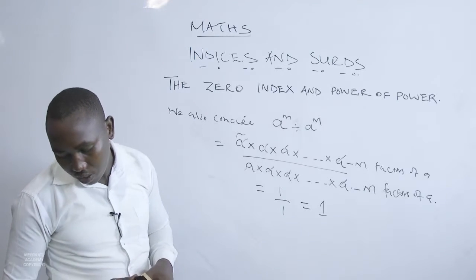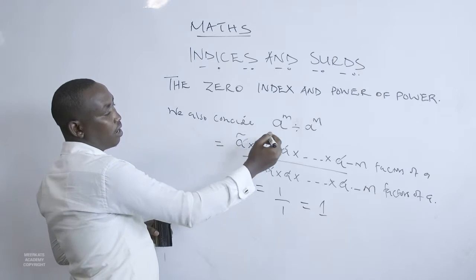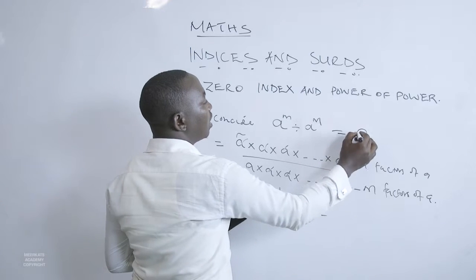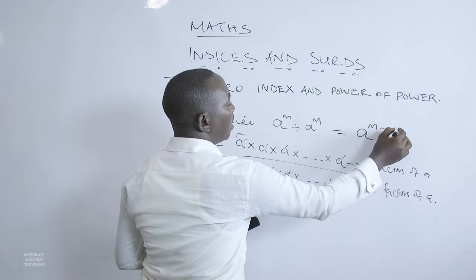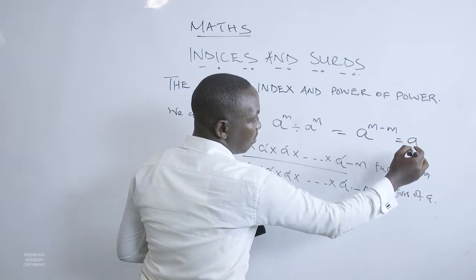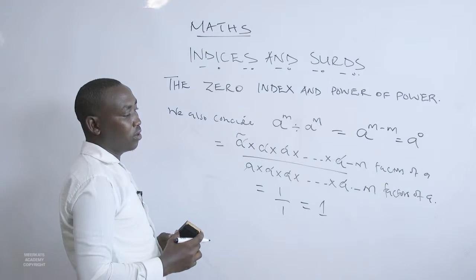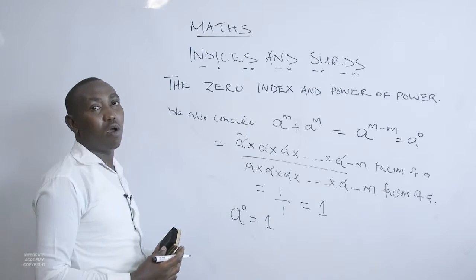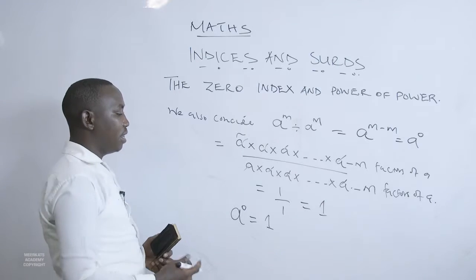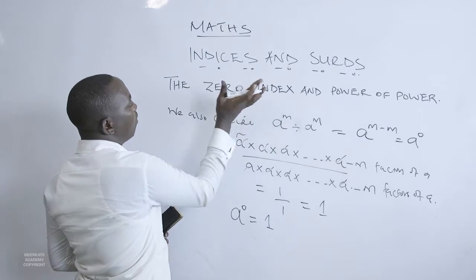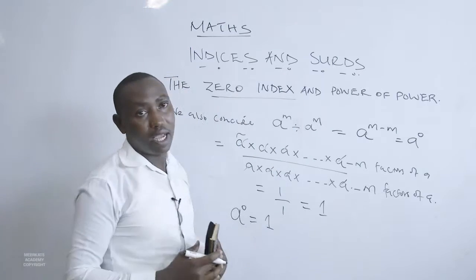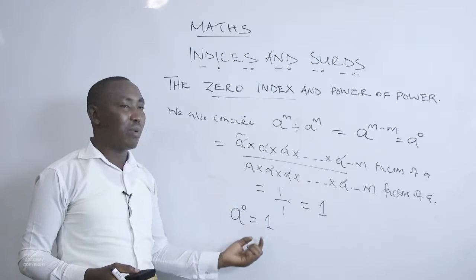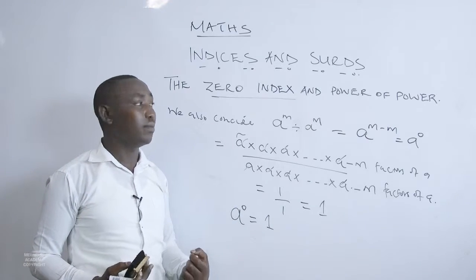But you can also recall that when we use the law of indices during division, this is A raised to m subtract m, which will give us A raised to 0. So this will tell us that whenever we have A raised to 0, the result will always be equal to 1. And this is our zero index. So whenever you raise any number to the power of 0, that number becomes 1.